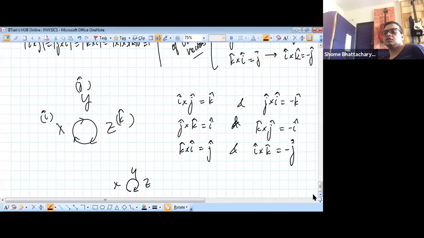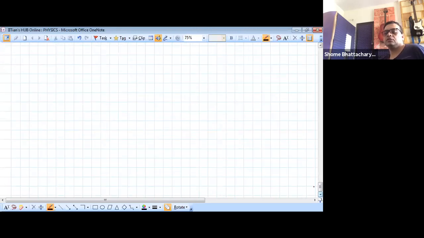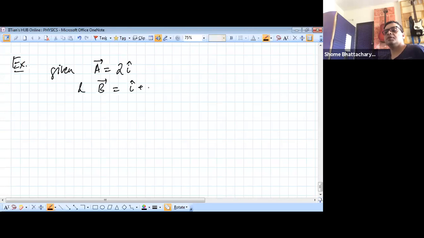Okay, so let us see the use of all this now in an actual question. So next, given the vector A is suppose 2I cap, and the vector B is I cap plus root 3 J cap. So first of all, find A cross B in component notation.